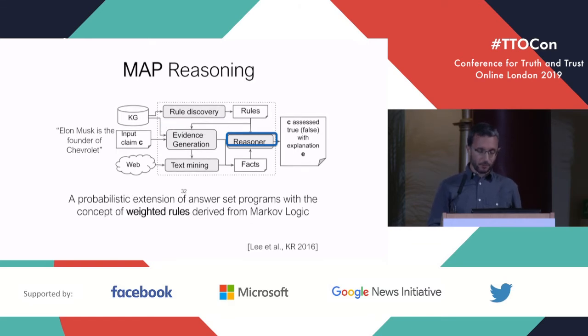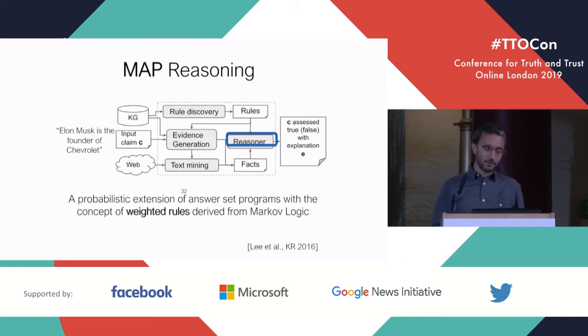And then once we have this, we feed our reasoner that takes all the rules that are coming from the system with the evidence, and there is a probabilistic extension of answer set programming with the concept of weighted rules, which is crucial for us because we have rules that are approximate with some confidence. Basically it is going to take the decision over the claim to say that the claim is true or false, and then we can collect the rules that have been used to produce the explanation.